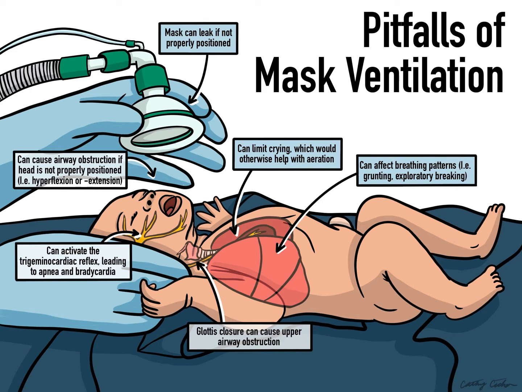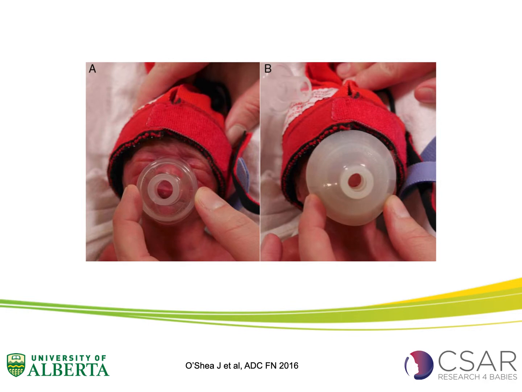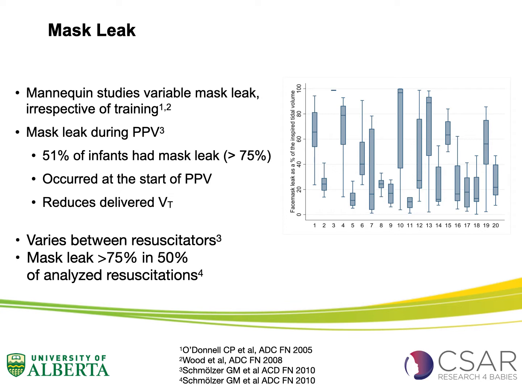Now, how can a respiratory function monitor help? One of the pitfalls we come across quite often with mask ventilation is mask leak. One of the main reasons for mask leak is often that our mask sizes don't fit properly. And we know from mannequin studies that there is variable mask leak, irrespective of training. When you look in the delivery room, we also see that the majority of babies have high mask leaks. They often occur more at the beginning of the mask ventilation.